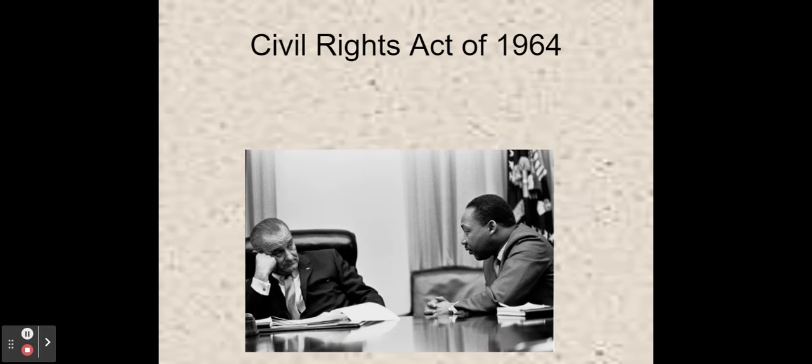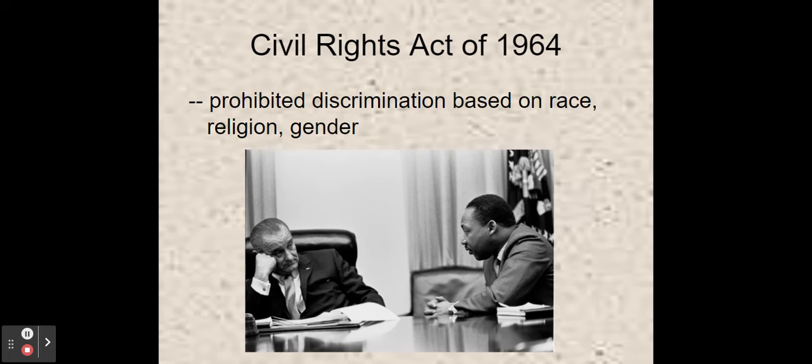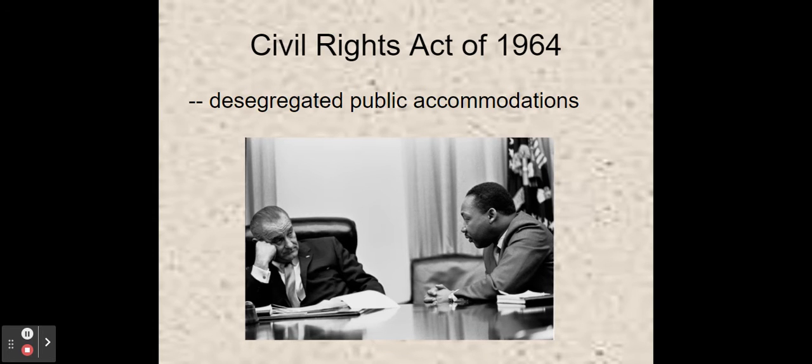It's going to say we cannot discriminate based on race, religion, and gender. Okay? We cannot discriminate based on race, religion, and gender. And as a result, public accommodations have to be desegregated. Okay? They have to be desegregated. So basically, we're taking Brown versus the Board of Education and we are applying it to all areas of segregation. Everything has to desegregate because we cannot discriminate based on race, religion, or gender.